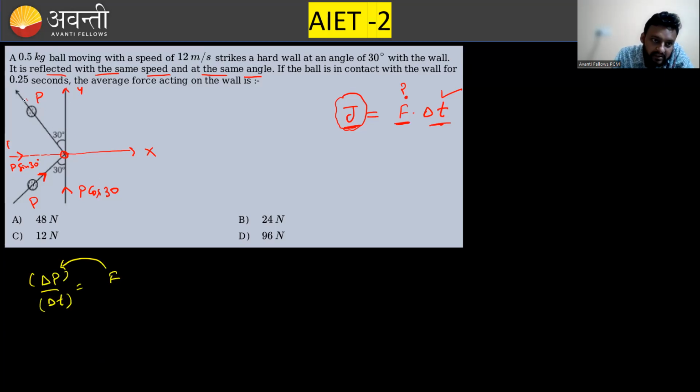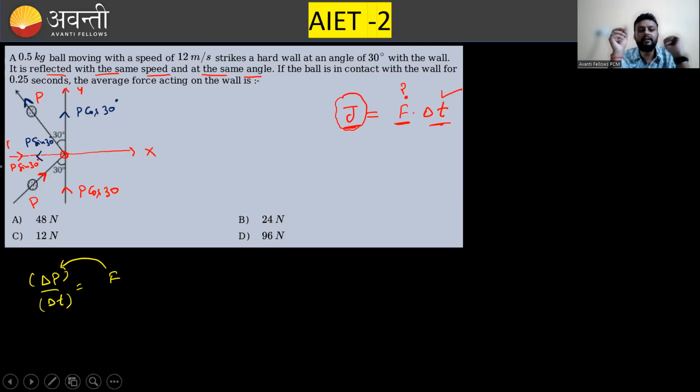Now outgoing momentum is this one, P. What are the components of this? This one is P cos 30. I am assuming that everybody knows how to take the components. And this one is P sin 30. Is it clear to everyone? Now you can see that red color is the initial momentum in x and y direction and the blue color is the momentum after reflection.